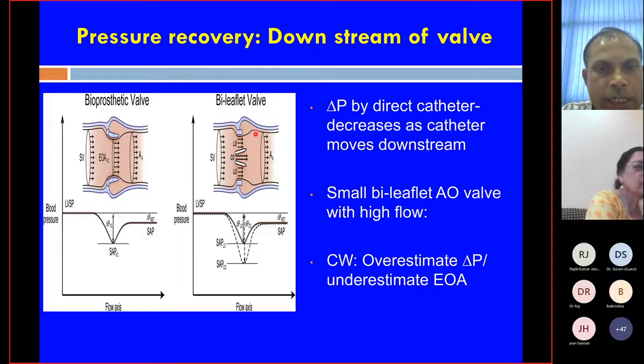So it is commonly seen in the aortic position if the ascending aorta size is less. It is hardly seen in the mitral position because the LV size is usually larger. Also, it can be observed when you pass continuous wave Doppler through the smaller orifice. If you pass aligned continuous wave Doppler through this small orifice, it will give a pseudo high pressure gradient and it will underestimate the effective orifice area.